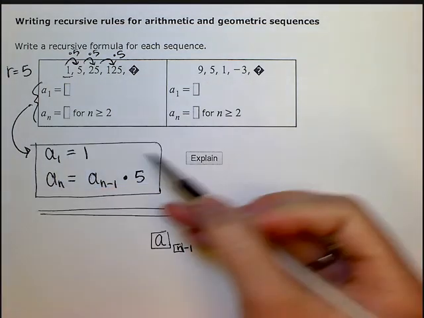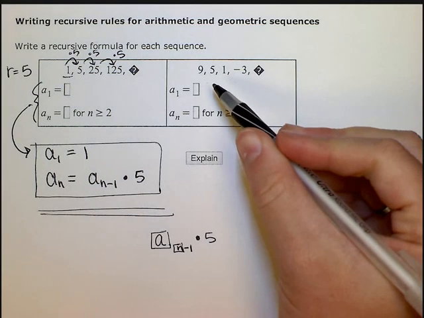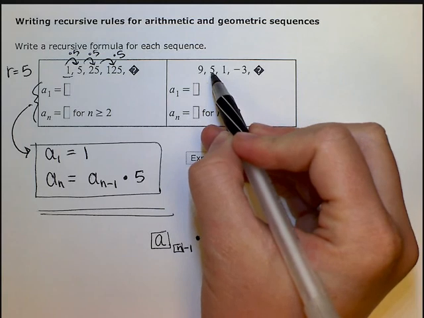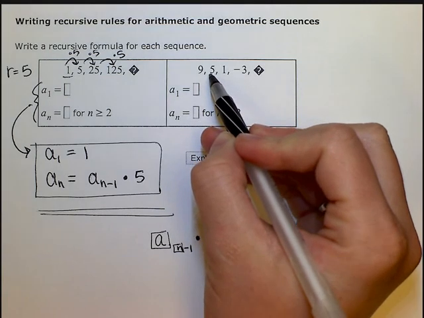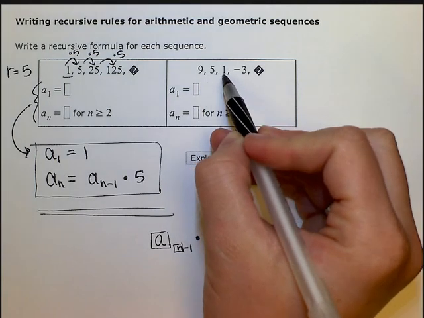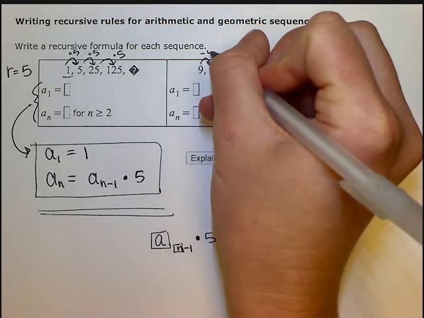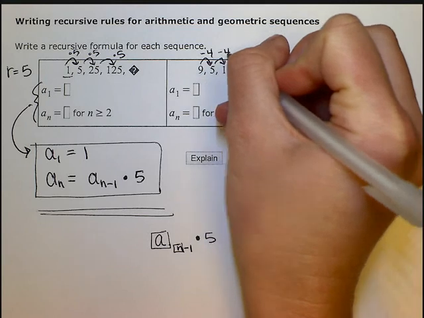For the second one, I again need to find whether it's arithmetic or geometric. So I could get from 9 to 5 by subtracting 4. I can get from 5 to 1 by subtracting 4. And I can get from 1 to negative 3 by subtracting 4. So that's looking pretty good to me that it's going to be arithmetic.